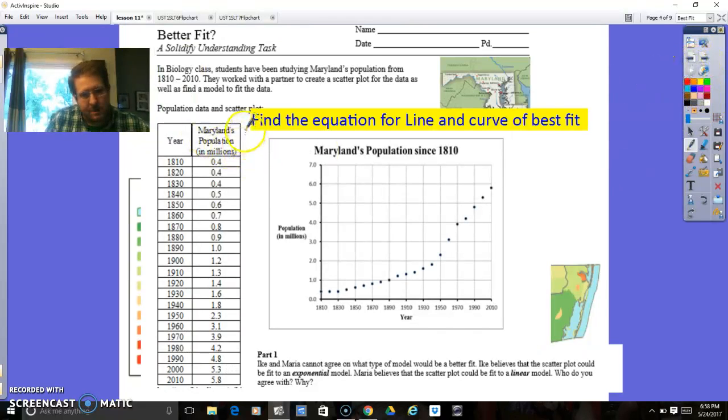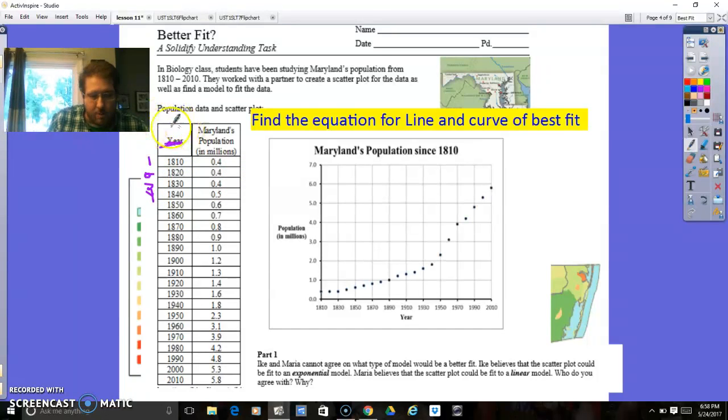All right, let's talk about this lesson a little bit. So, first of all, I don't like years. I don't like years for x's. So I would change this to decades since 1800. So that means this is going to turn into 1, 2, 3, 4, 5, 6, 7, 8, 9, 10, all the way down to 21.